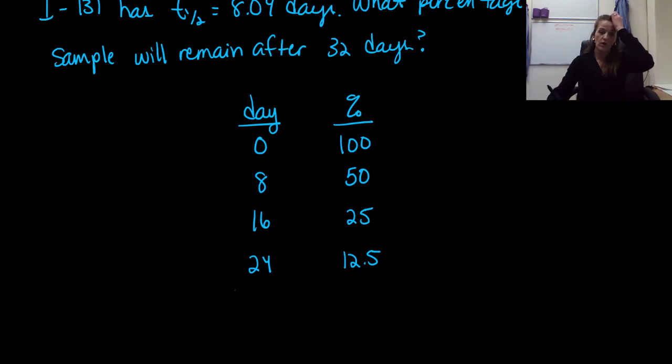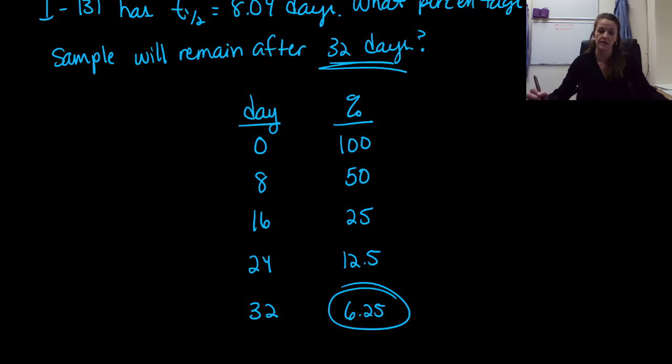Now we have one more half-life that will occur at 24 plus 8, and we're at day 32. Ding, ding, ding, that's what we're looking for. So you divide 12.5 by 2, and we end up with 6.25% left over.